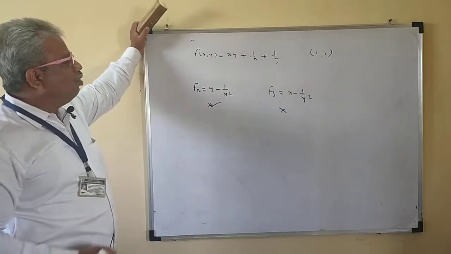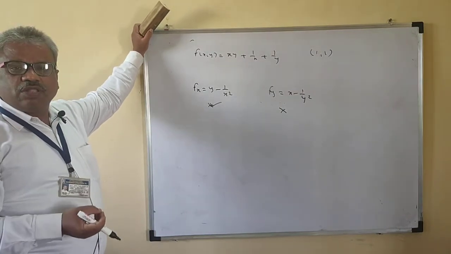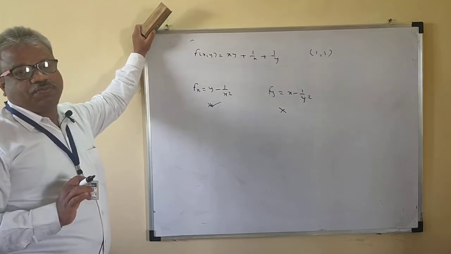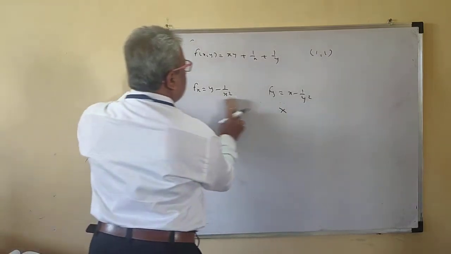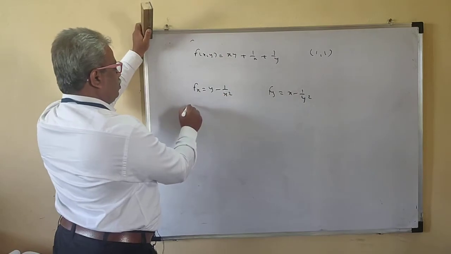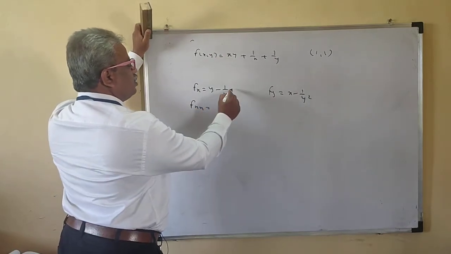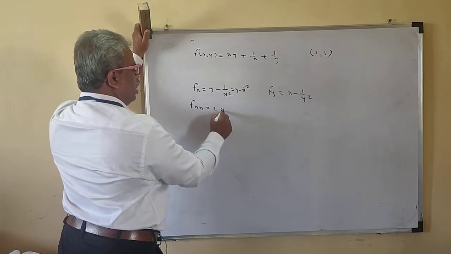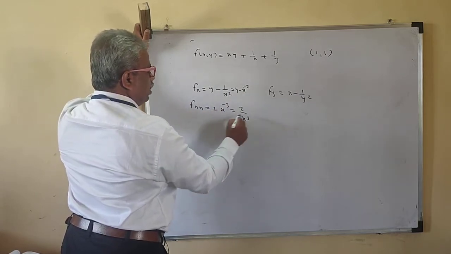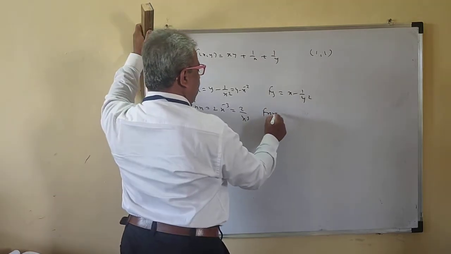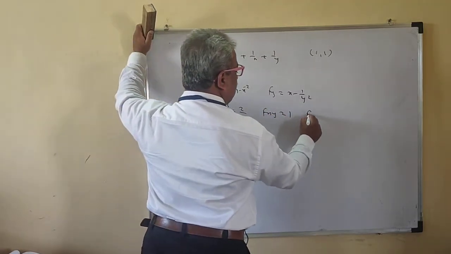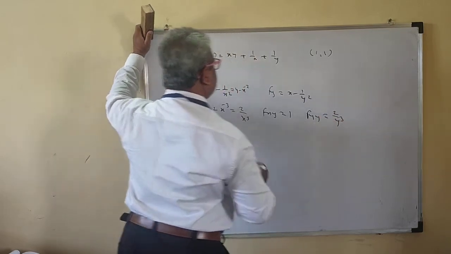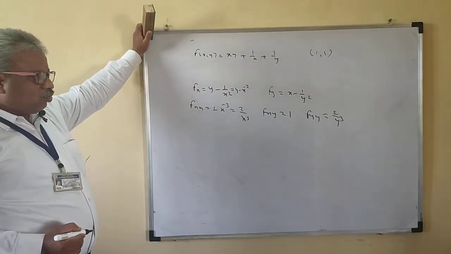Now they will ask whether the function has a maximum value or minimum value. If they ask whether the function has a minimum or maximum value at the point, you need to differentiate twice. Okay, so here we get this. fxx, this is what then? This is y minus x raised to minus 2, so this is 2x raised to minus 3, that means 2 upon x cube. fxy is 1 now. fyy is what? Again 2 upon y cube.